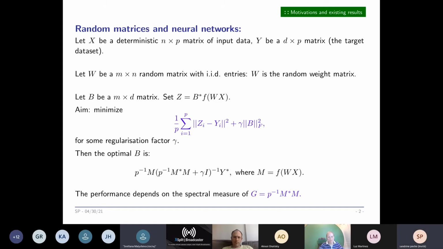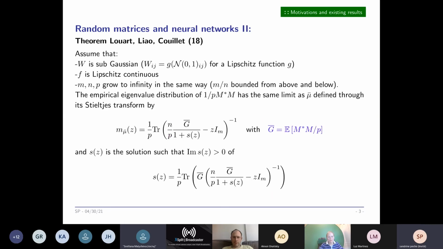Okay, so now I turn to the next slide, please. I turn to a brief review of some existing results about such nonlinear ensembles of random matrices.